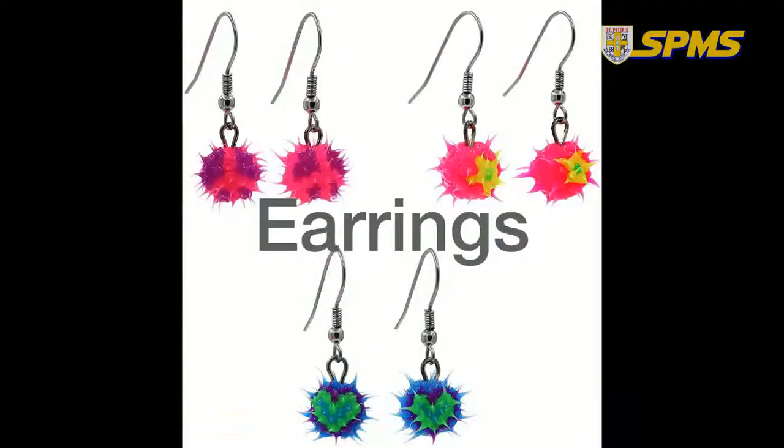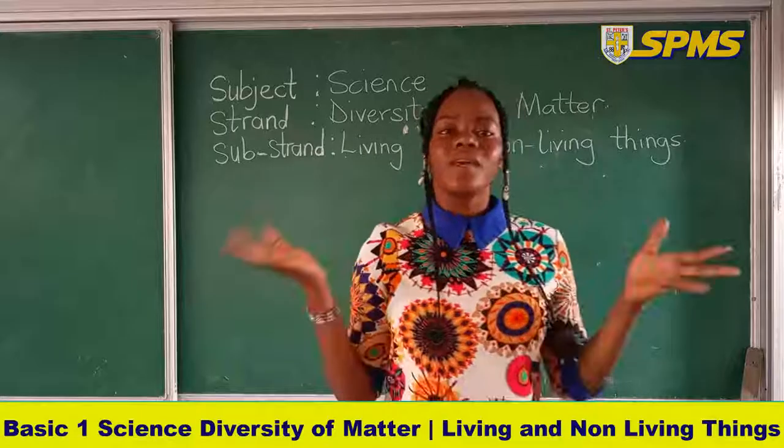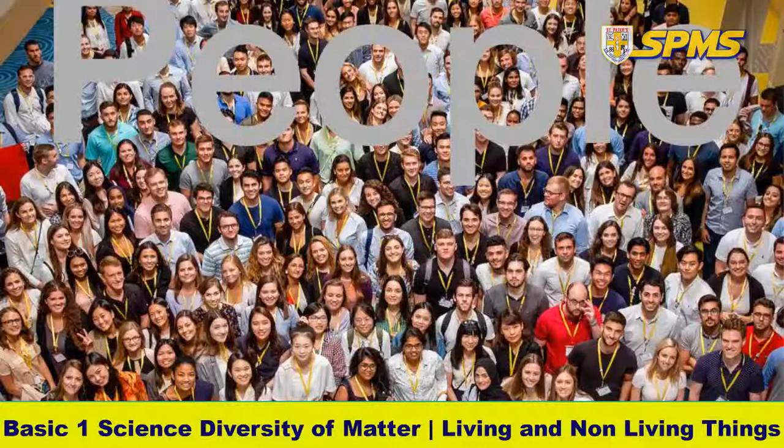And the next one is the earring, or the earrings. Do they have life in them? They do not have a lifespan. You don't know when they will die. So they are what? Non-living things. So what about people? Do they have life in them? Yes, they have life in them. So you will group that under living things.